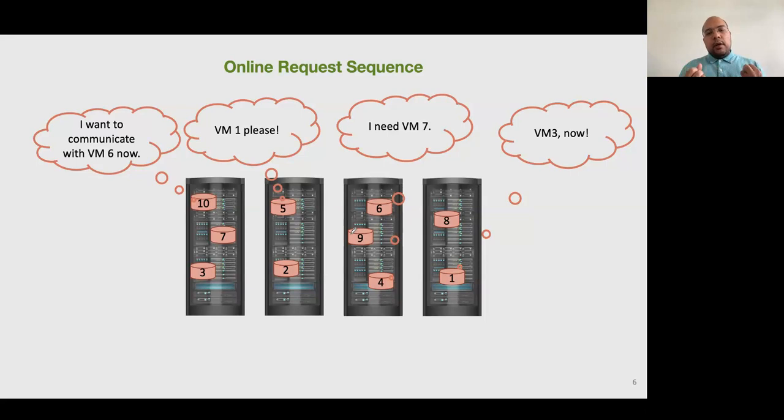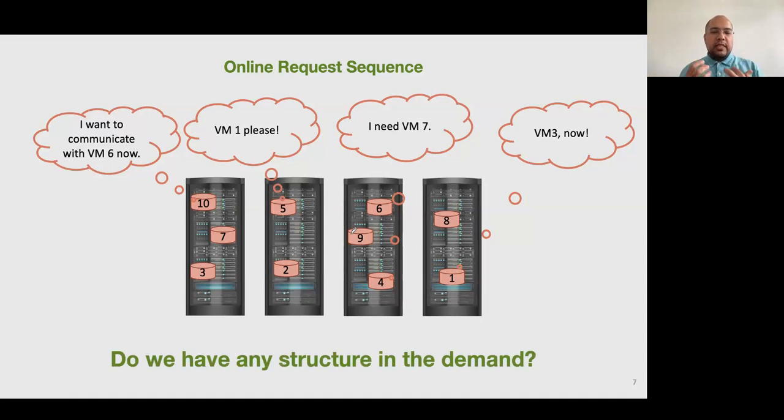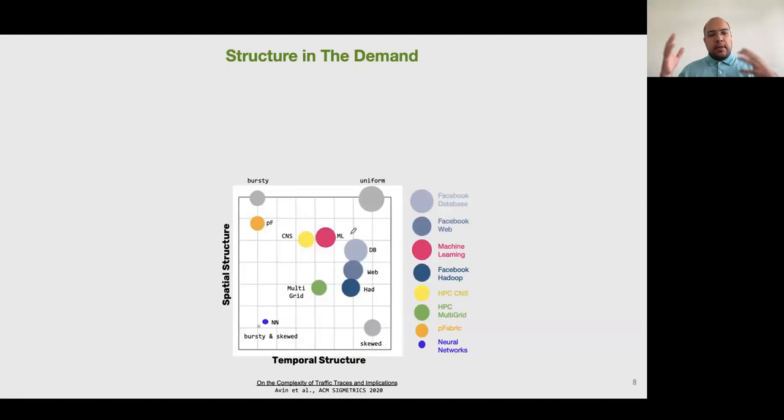And why are we talking about demand awareness and self-adjusting? We want to see if there is any structure in these demands and requests. One observation made recently from a set of data sets from Facebook and others is that in the demands between different servers, we have two types of structure. First, a spatial structure, which means that communication between some servers happens more often, so it's on this dimension. And we have another dimension in the demand, the temporal structure.